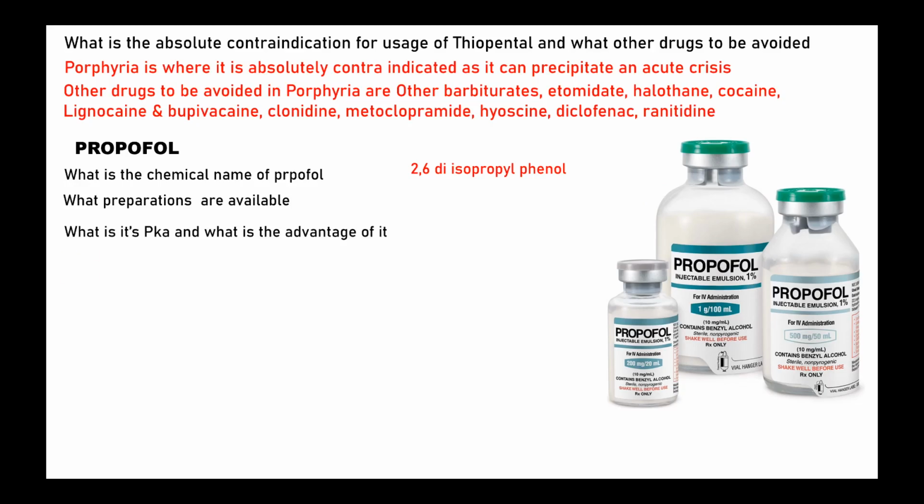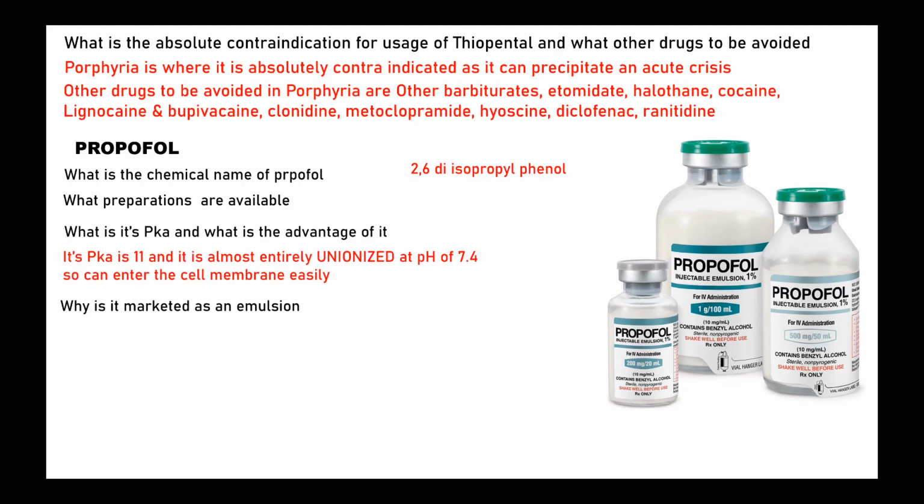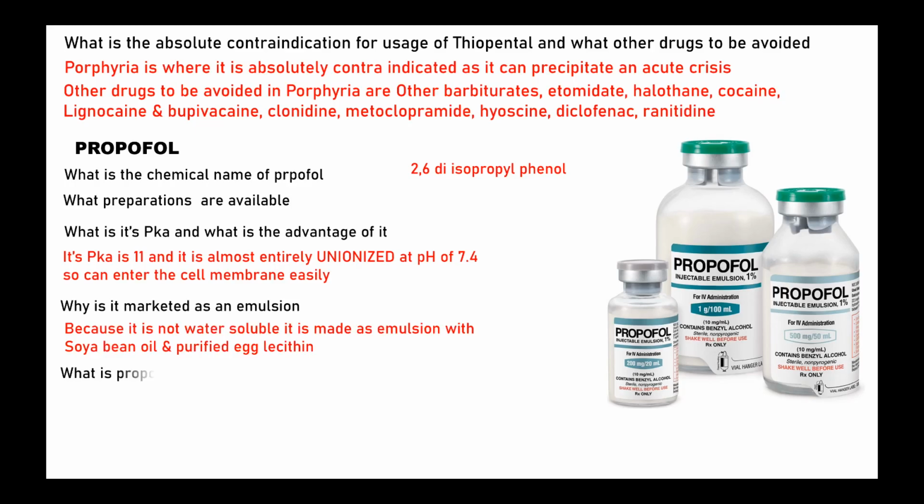pKa is 11.4.6. Entirely unionized at a pH of 7.4, so it can enter the cell membrane easily. Why is it marketed as an emulsion? Because it is not water soluble, it is made as an emulsion with soybean oil and purified egg lecithin.